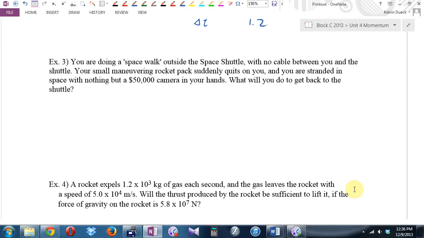Now, in real life, when you go out with that rocket pack, there is redundancy after redundancy. It's not going to quit on you. They've got like 4 or 5 backup things. But let's suppose, worst case scenario, your small maneuvering rocket pack suddenly quits on you, and you are stranded in space with nothing but a $50,000 camera in your hands. How can you get back to the shuttle?